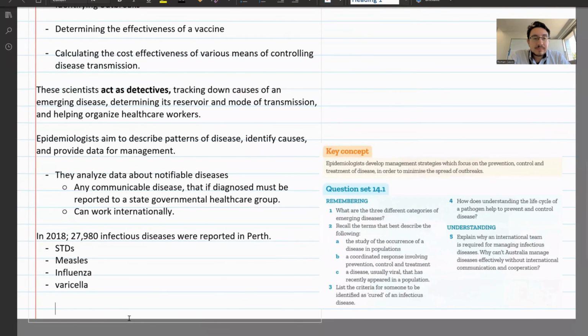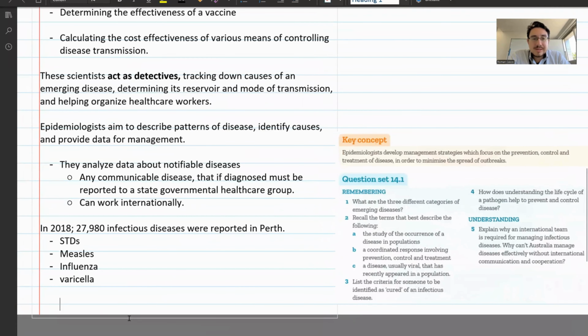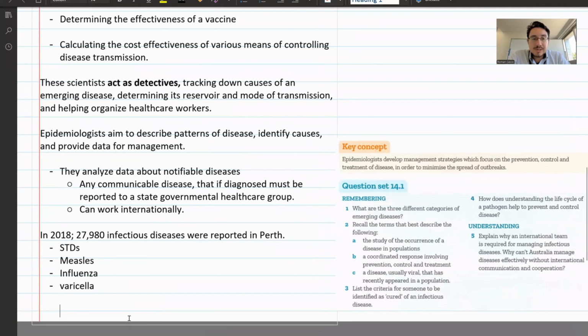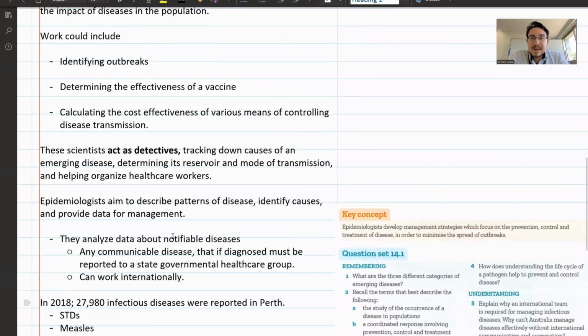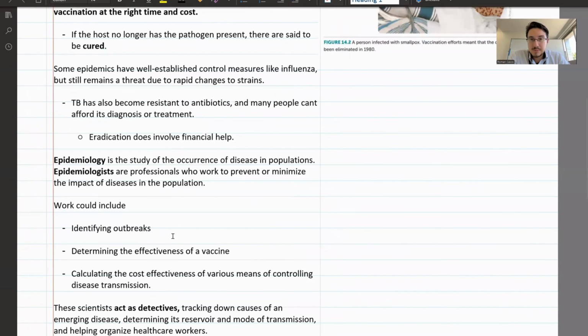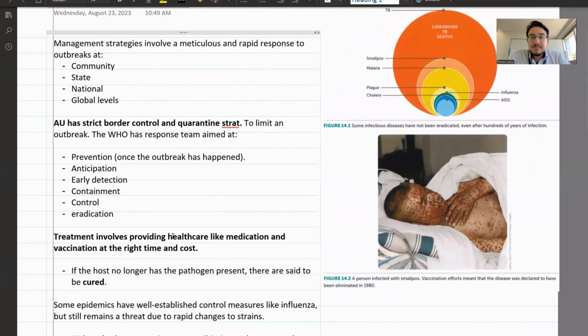In 2018, you had some emergence of certain infectious diseases in Perth. Definitely, you're seeing them all over the world, but focusing on Australia: STDs, measles, influenza, varicella viruses. STDs means sexually transmitted diseases. Here we're trying to mitigate, to lessen how the spread is occurring.